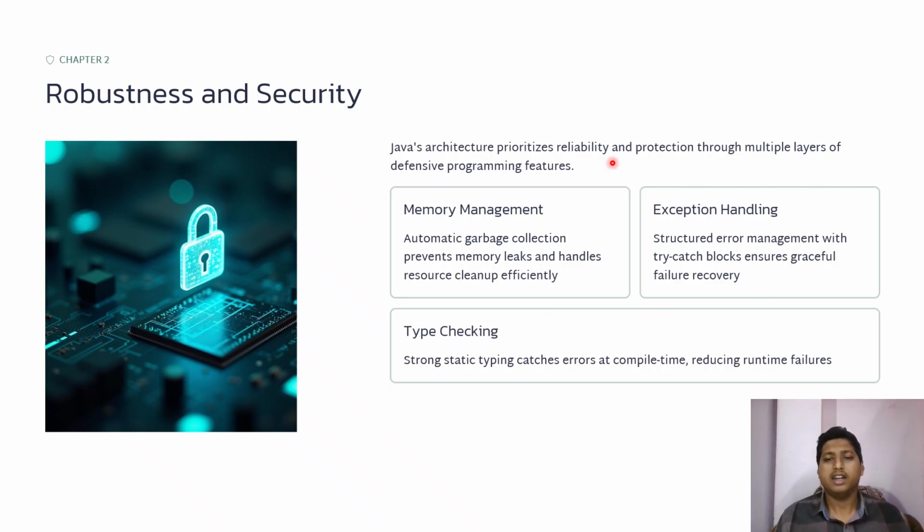And exception handling. In exception handling, we are able to overcome our exceptions by using try-catch blocks. And this also comes with type checking. We can check with strong static type checking, which may be helpful for us in reducing runtime failures. This is mainly for preventing runtime failures, type checking.